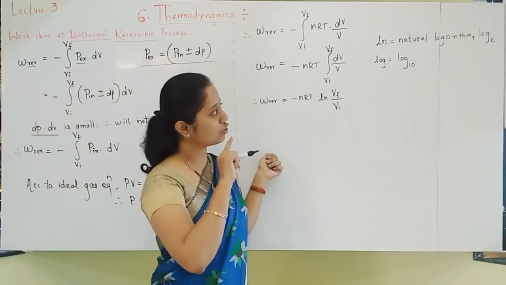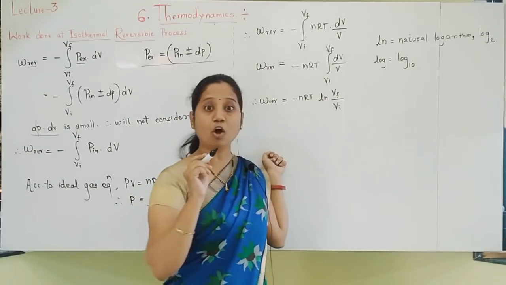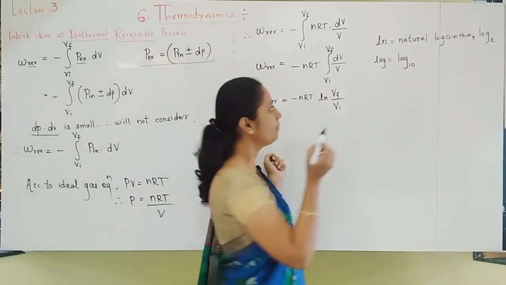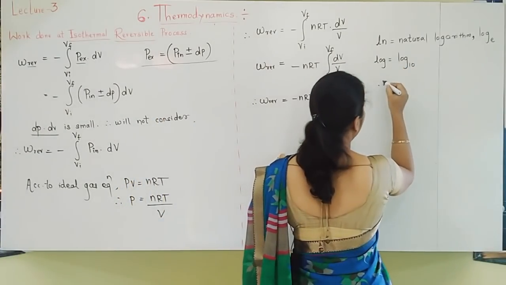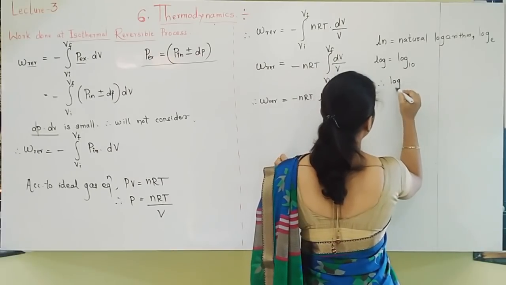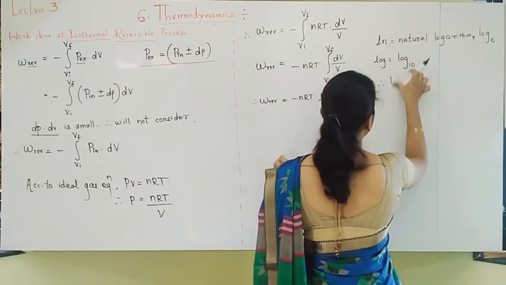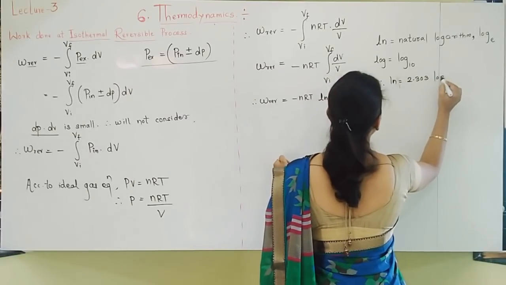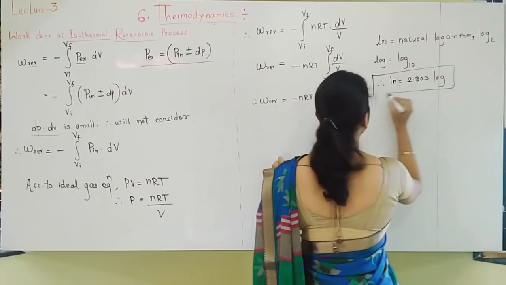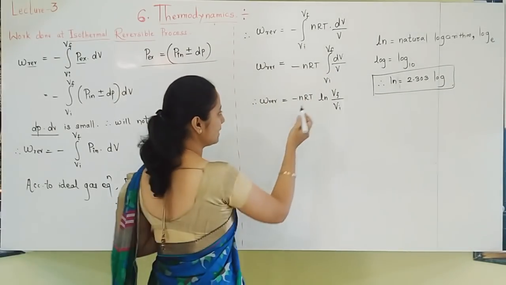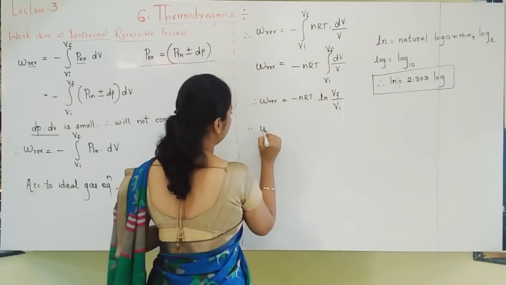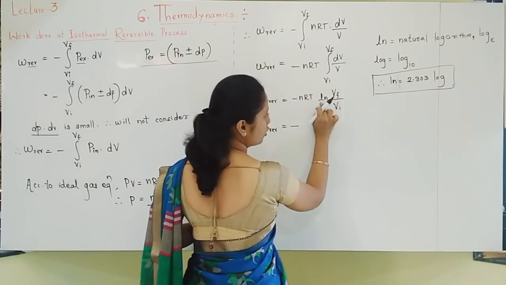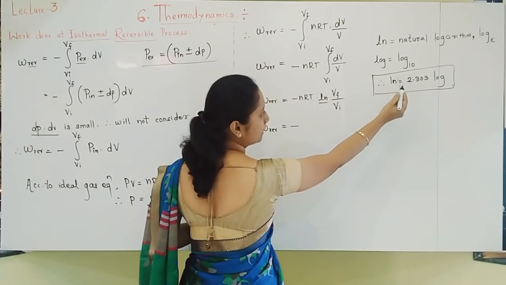What is the relation between log e and log 10? Log 10 we can calculate. A log table will be given to you. In that you can search the value. And the relationship is ln is equal to 2.303 log. So let us substitute here. So finally we got w is equal to minus, instead of ln I will write 2.303 log.